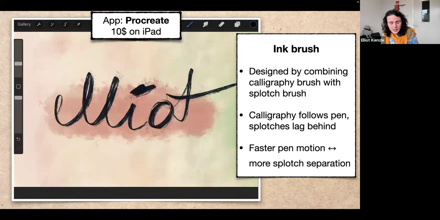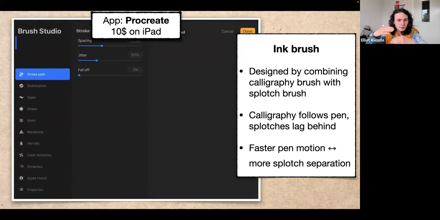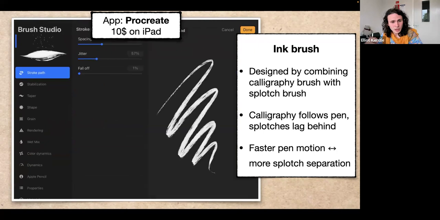Right? And this is because I actually have 2 brushes, one on top of the other. And the calligraphic brush, which is what came with the program, I designed to follow the pen more closely than the splotches behind. So during fast motions, they separate, and it gives the illusion of a physical pen going across the paper, flinging ink off of it.